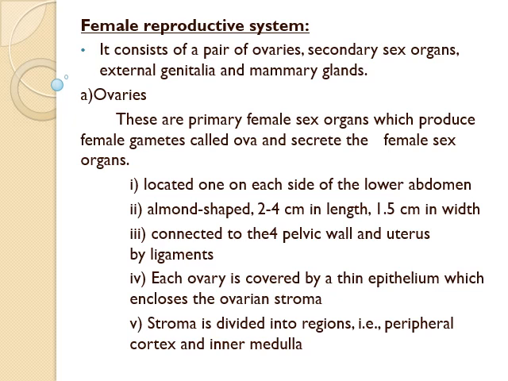Ovaries. They act as the main female sex organs that produce the female gametes and secrete female sex hormones such as estrogen, progesterone, etc. Ovaries are located one on each side of the lower abdomen. Each ovary measures about 2 to 4 cm in length. Then it is connected to the uterus and pelvic wall through ligaments. The ovary is surrounded by a thin covering of epithelium, which encloses the ovarian stroma. This stroma is divided into two regions. They are the outer cortex and inner medulla.